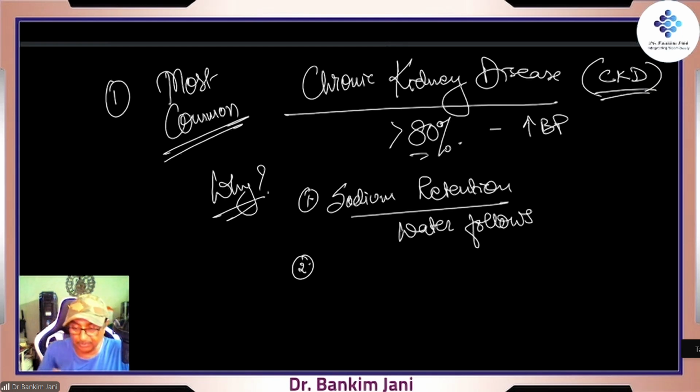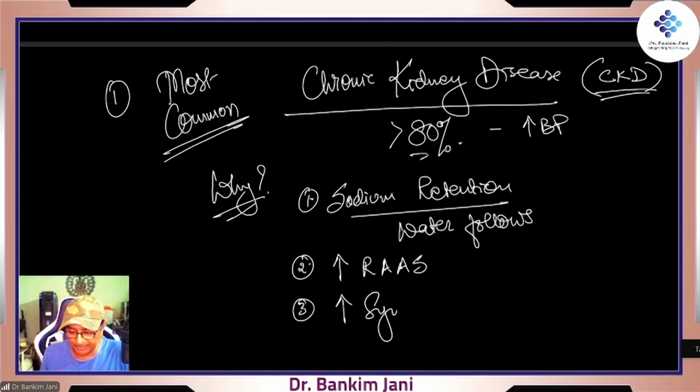Second, because remember, this is a chronic kidney disease, right? So it is a long-standing disease. When it is a long-standing disease, the second thing that can really occur is it will lead to increased renin angiotensin. The RAS would be stimulated. Renin angiotensin aldosterone system, that would be stimulated. And third thing, there would be increase in the sympathetic activity.